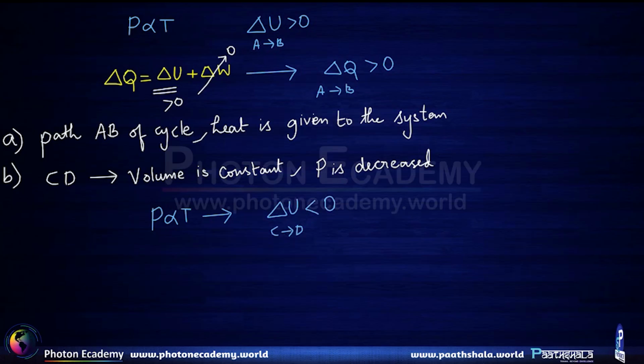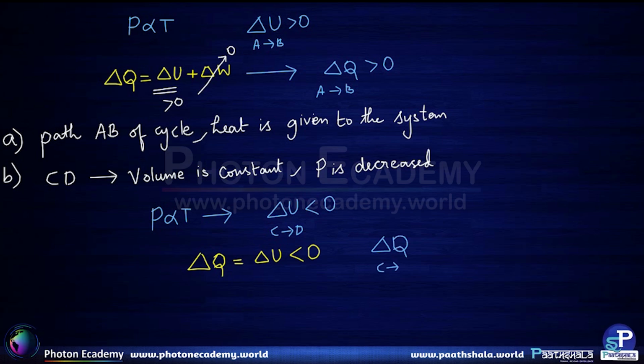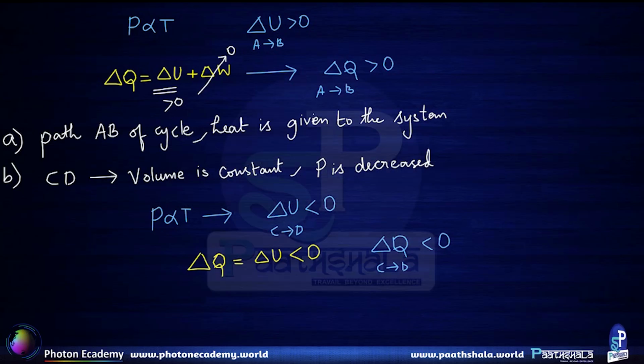And as stated before, delta Q will be equal to delta U, and this is going to be less than 0. So delta Q going from C to D will be less than 0. This means that heat is expelled out of the system. So for the path CD, heat is given out to the surroundings.